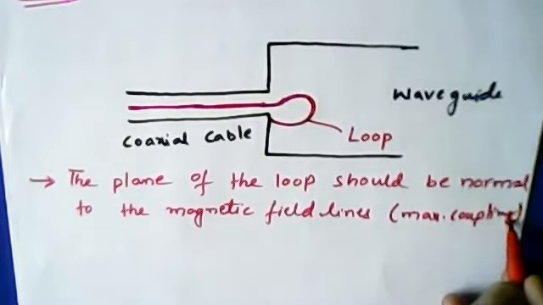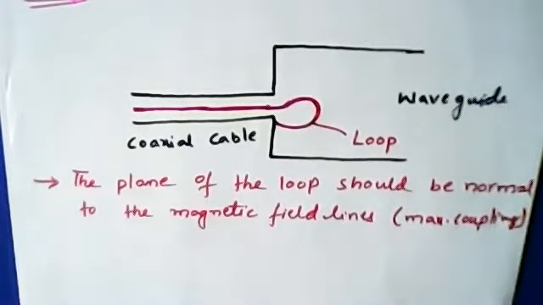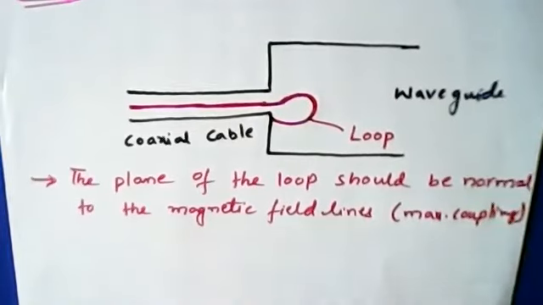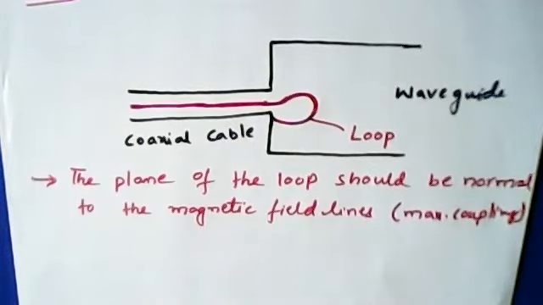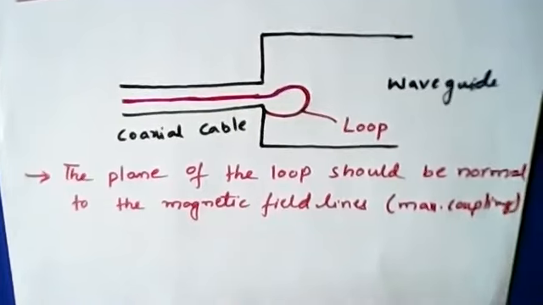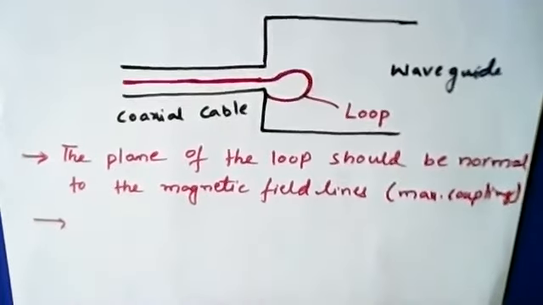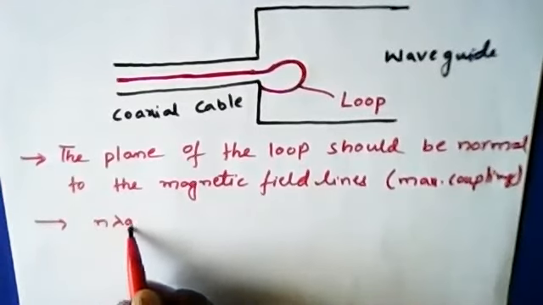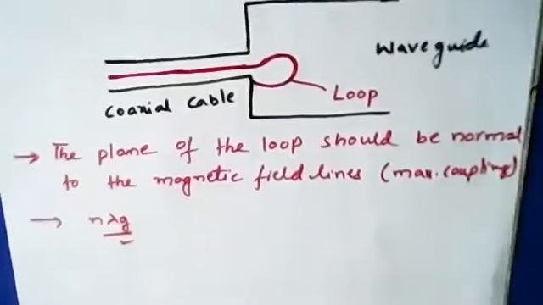For maximum coupling, we have to maintain the condition of normality towards the magnetic field lines. That is the intention of the loop which is being placed, and it shows that it should always be placed at n lambda g by 2 from the terminating end.